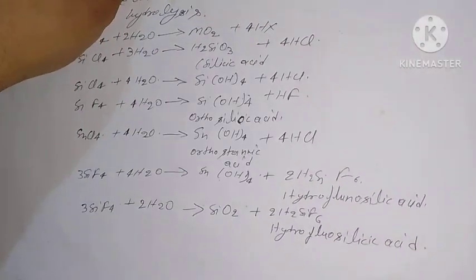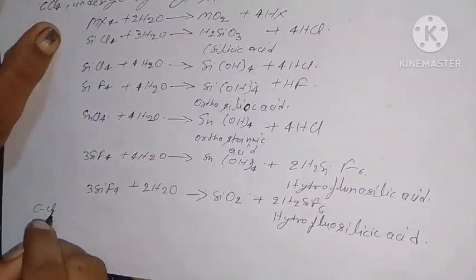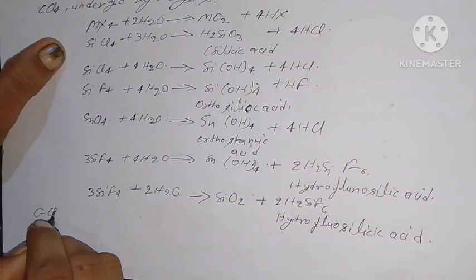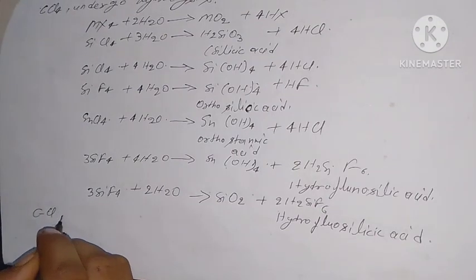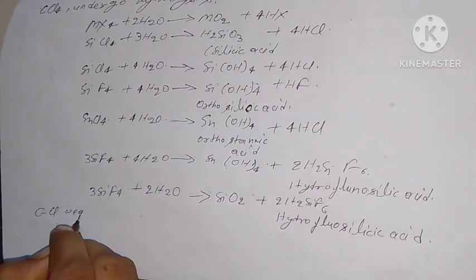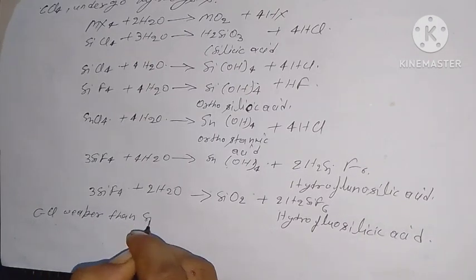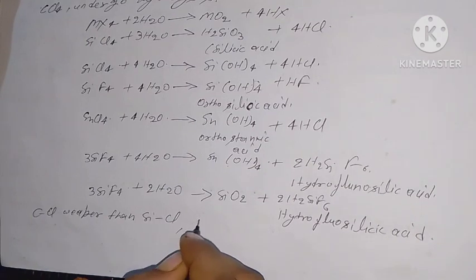The carbon-chlorine bond is weaker than the silicon-chlorine bond. SiCl4 is hydrolyzed but CCl4 is not hydrolyzed.